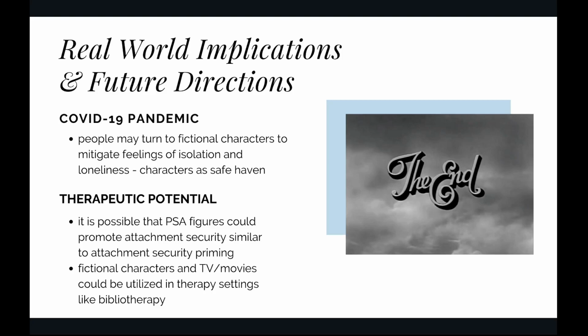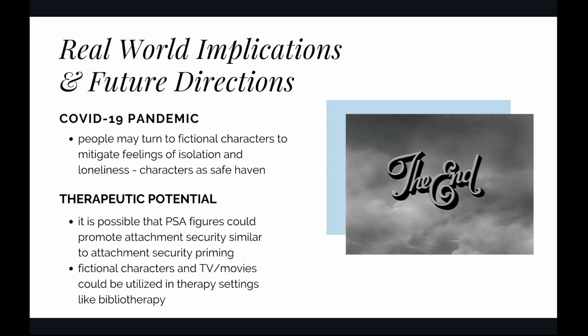These characters are acting as a secure base for some people, and parasocial relationships and attachment may be helping them get through tough times right now. My second study shows that parasocial relationships fulfill some social needs for people. Using fictional characters to fulfill social needs during this pandemic is adaptive. Future research should consider the therapeutic potential of parasocial attachment.